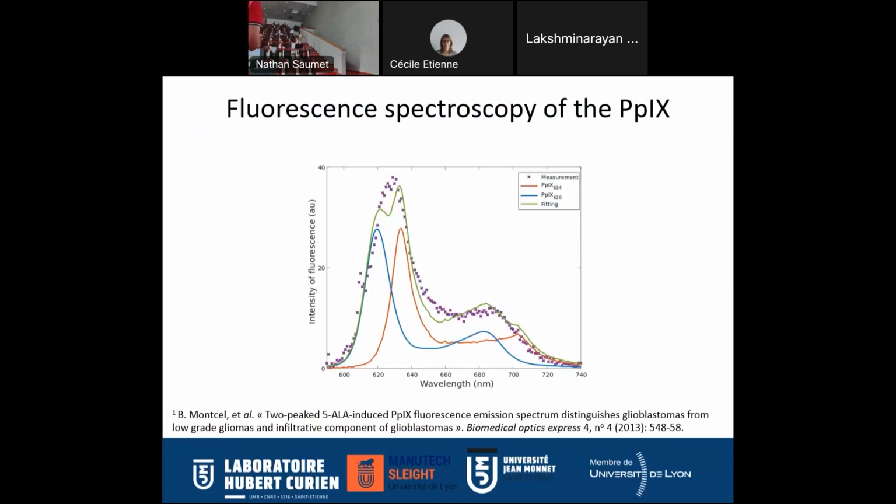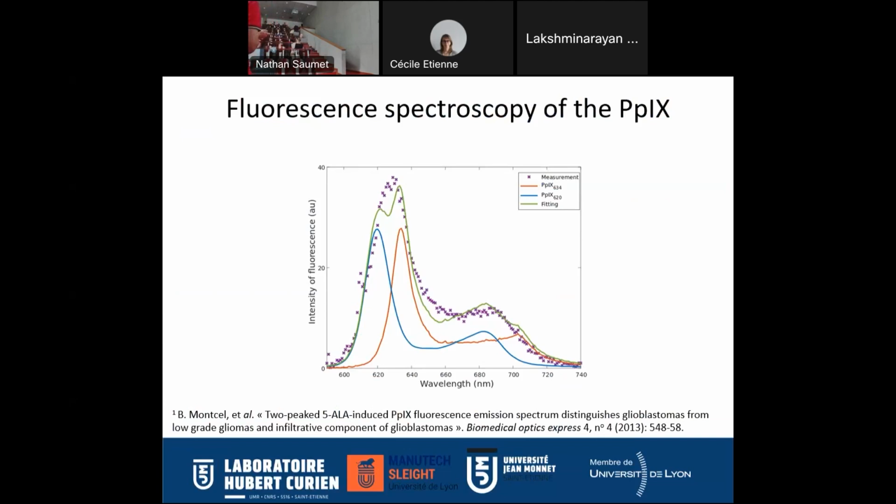Indeed, in both approaches, we are studying two different forms of protoporphyrin 9 here, so two distinct chemical forms. Each of these forms is emitting with a distinct maximum of emission. And considering these two fluorescent spectra, it enables us to correctly classify the biological tissue that is measured.